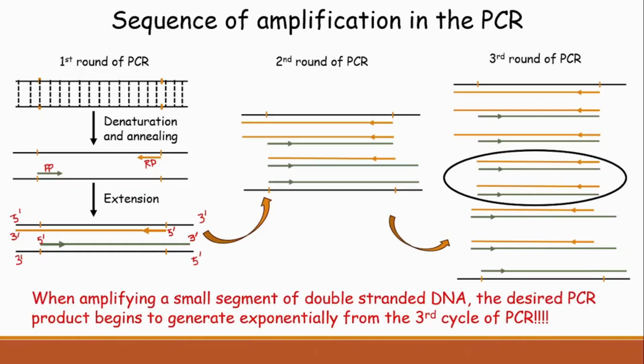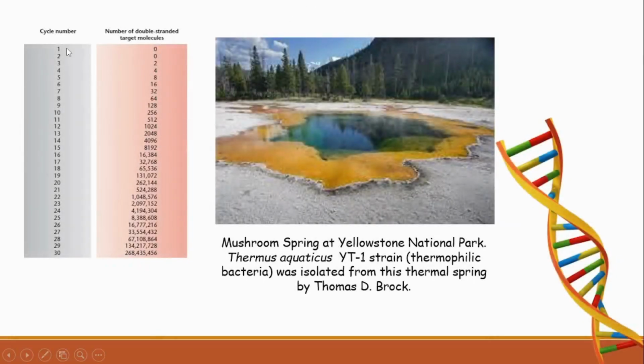So always remember that when amplifying a small segment of double-stranded DNA, the desired PCR product or the target sequence begins to accumulate exponentially from the third cycle of PCR. So basically, we get a homogeneous population of our target sequence from the third round of PCR. So in cycle number 1 and cycle number 2, there is no amplification of the double-stranded target molecule. There is a heterogeneous population. From the third cycle, the exponential accumulation of the target DNA sequence begins.